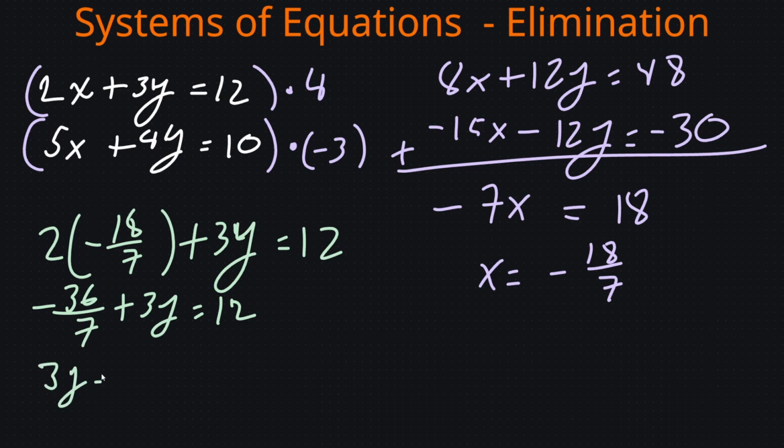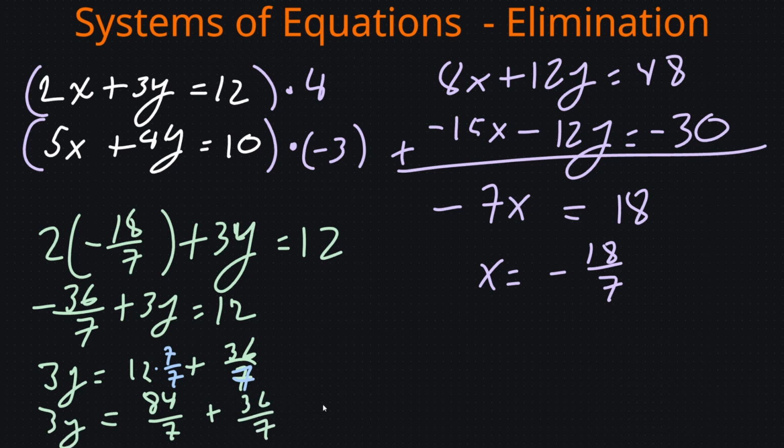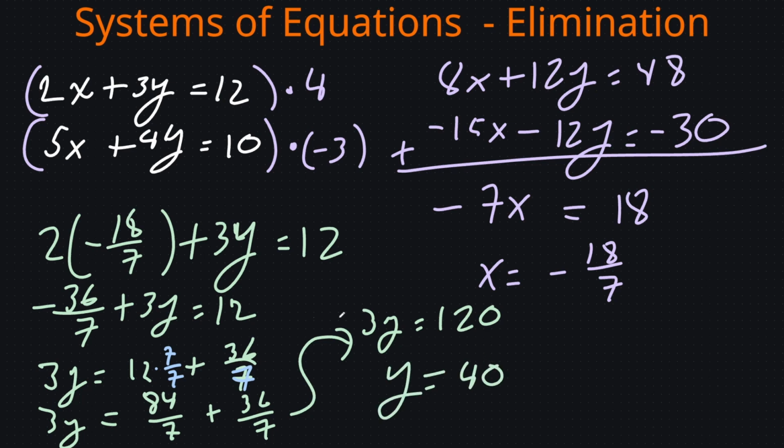This gives me that 3y is equal to 12 plus 36 over 7. Now, in order to add fractions together, I need a common denominator. So I'm going to multiply this 12 by 7 over 7 in order to match this 7 denominator. This gives me 3y is equal to 12 times 7, which is 84 over 7, plus 36 over 7. Now, because there's a common denominator, I can clearly add them together. I get 3y is equal to 120 from the 84 plus the 36. Now I divide by 3 on both sides. I get that y is equal to 40. That turned out fairly nice.